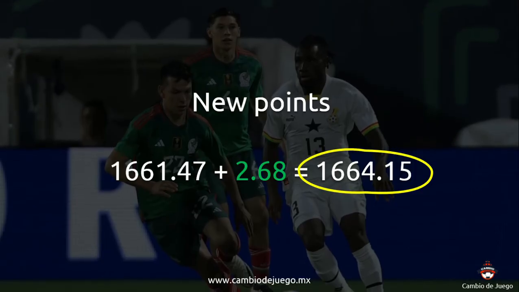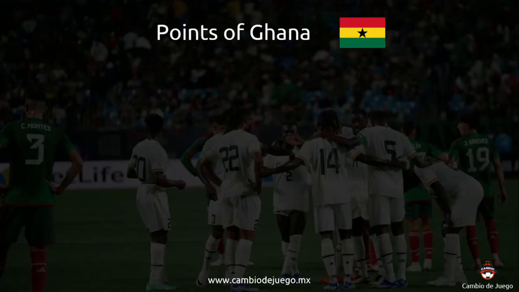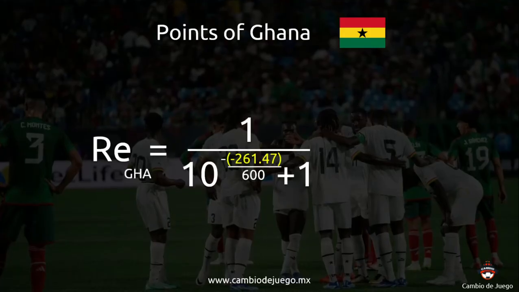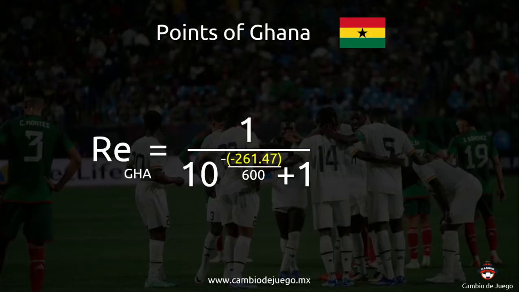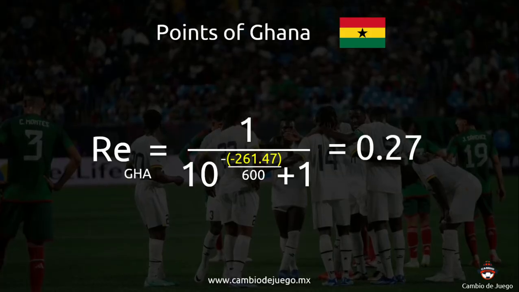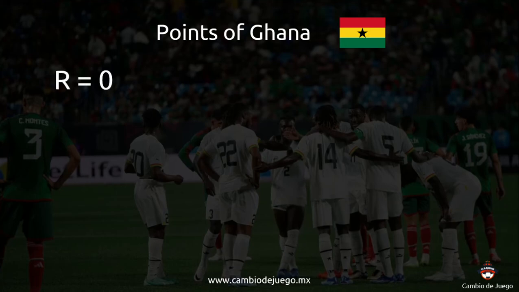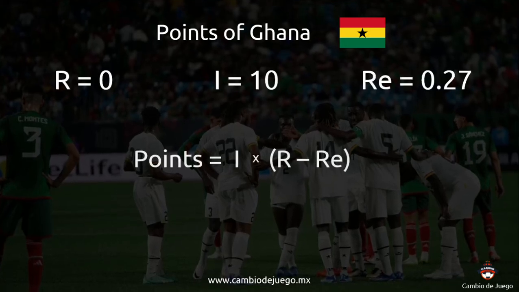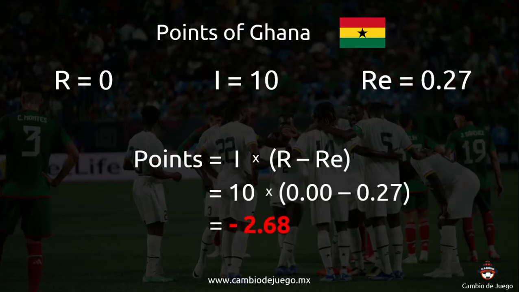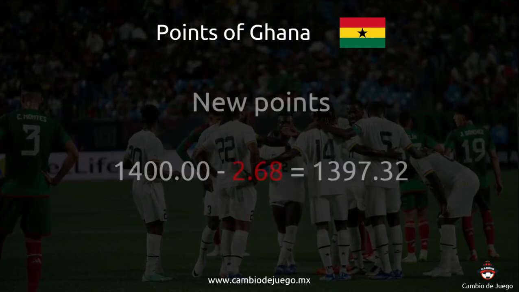And how about Ghana? For them, the difference in points was minus 261, so we plug that into the formula including the sign, which gives us an expected result of 0.23. They lost the game, so the result is 0, and the importance of the game remains 10. Solving this, we get that Ghana lost 2.68 points, which we subtract and get these new points.